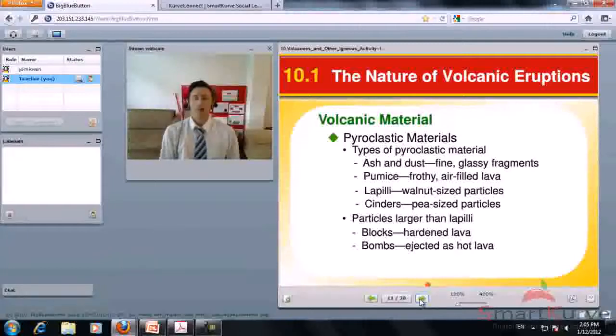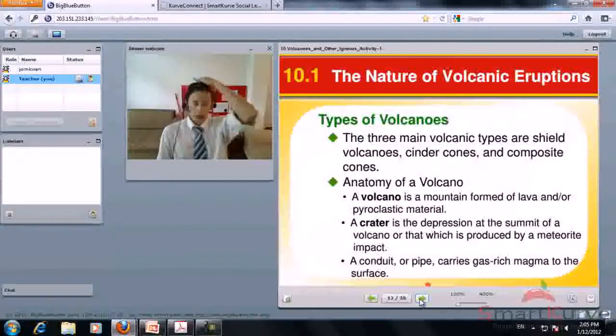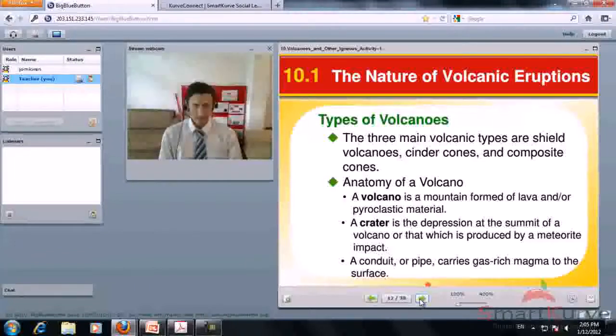Then if we go bigger than lapilli, we have blocks of hardened lava, and then the bombs, which are the word for hot liquid lava that's ejected. And obviously, bombs would come from a more violent volcano. So a volcano that had a lot of gas trapped in the magma. So more high viscosity, high silicate magma.